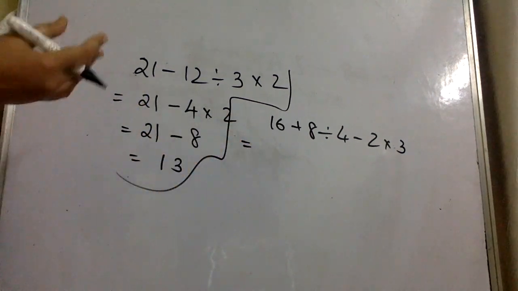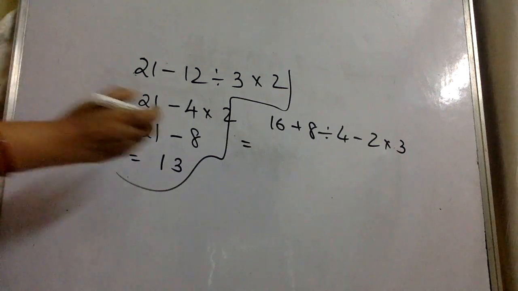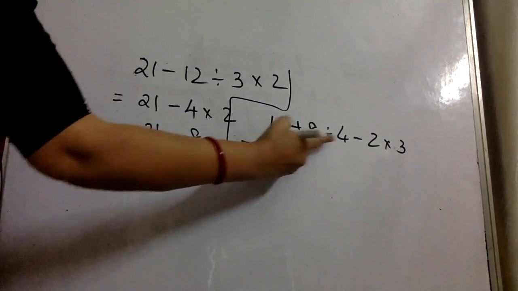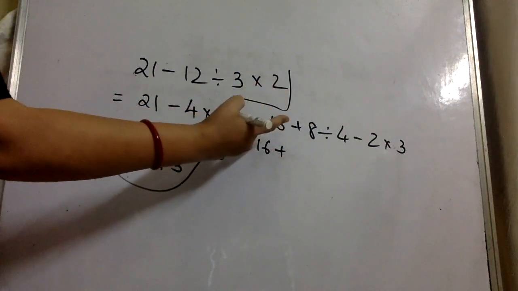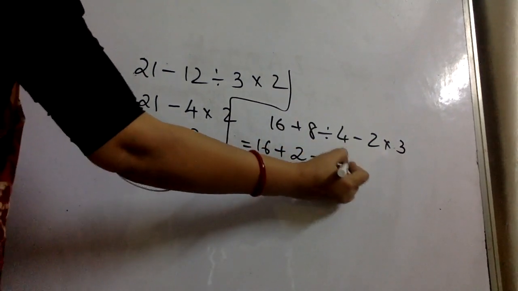As always, we don't have the bracket here, we don't have an "of" here. So we'll go straight for the division first. Copy the 16. Copy the plus sign. Plus 8 divided by 4 gives me a 2. Okay, minus 2 into 3.